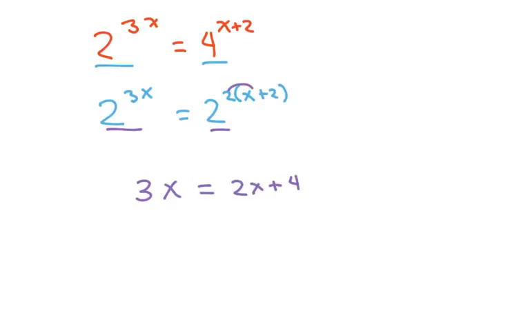I'm distributing here. And subtract the 2x, and you're going to get x equals 4. And again, to check, you would plug that back in, and you would get 2 to the 12th equals 2 to the 12th. All right, and now I'm going to let you check some of these others. Now they're going to get a little harder. We have 3 to the 2x minus 1 equals 1/9.